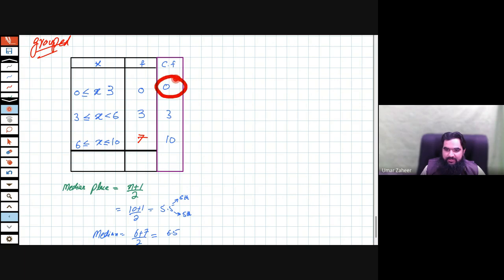There is no value here. Their first three values are going to be here, and then the 4th to 10th values are going to be here. This means that here you have 4 to 10 values. This means that the fifth and sixth value is going to lie here as well. Is it clear?